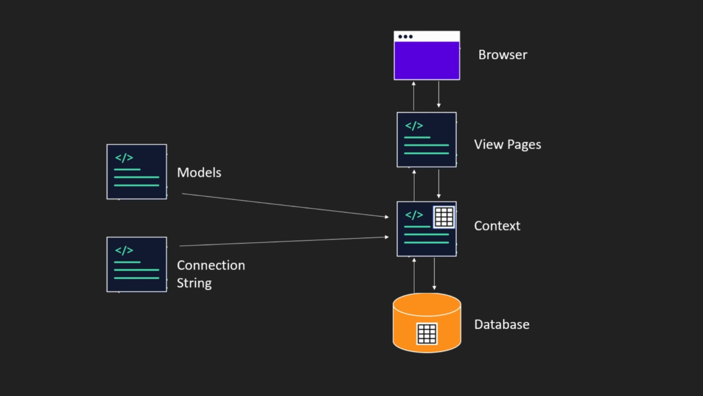Then, the connection string is the link from the C# code to the physical database. It contains the address where the database is located and how to authenticate to the database service. We store the connection string in a file called appsettings.json. The context is a class that acts as a middleman. It has C# methods that you can call to ask the database to do something useful, like add a record or return all the rows in a table.